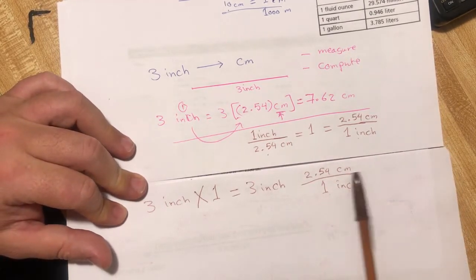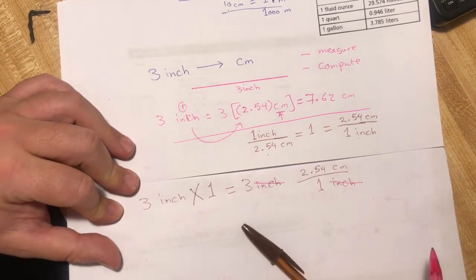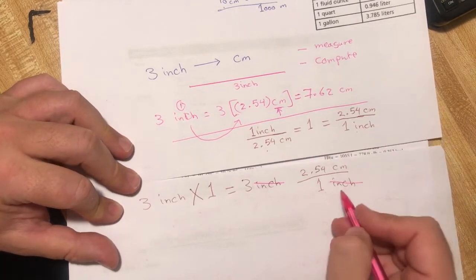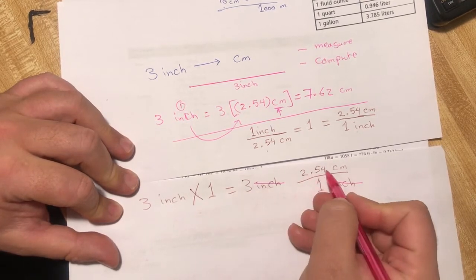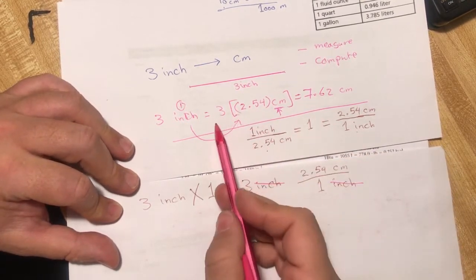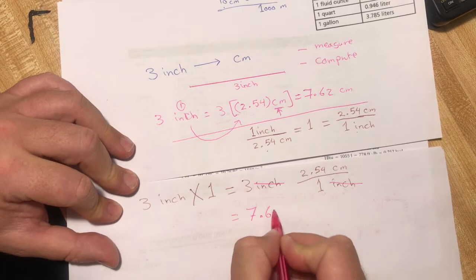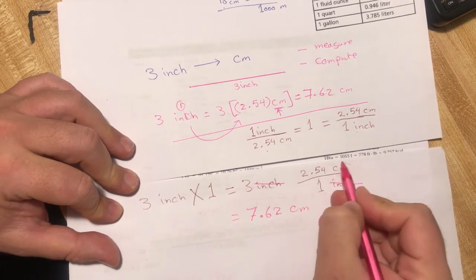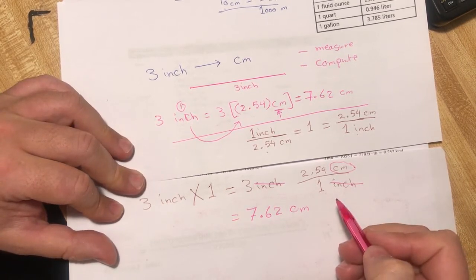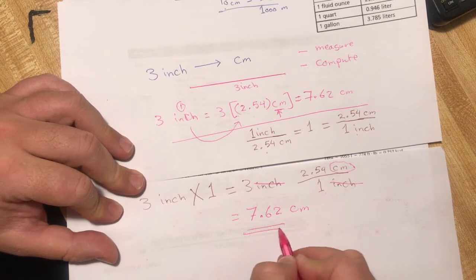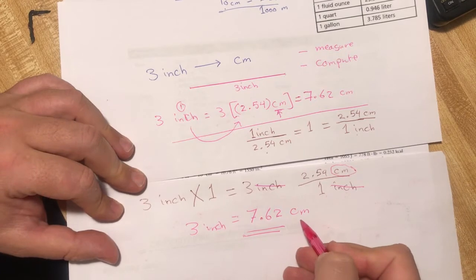In this case, I can cancel inches from both sides, and 1 is 1. I can then find 3 multiplied by 2.54, just like what I achieve here. So this will be equal to 7.62 centimeters. I have this value with its unit. So my 3 inches are 7.62 centimeters.